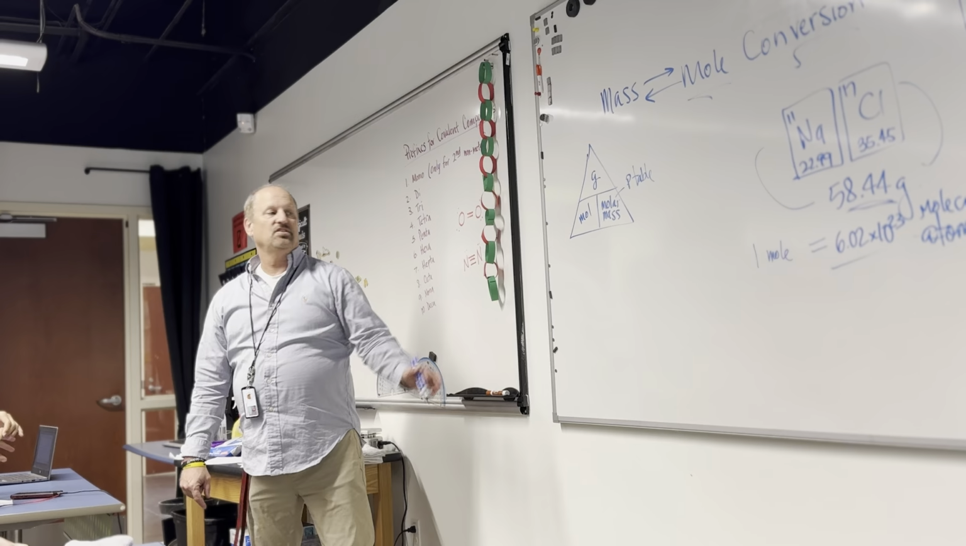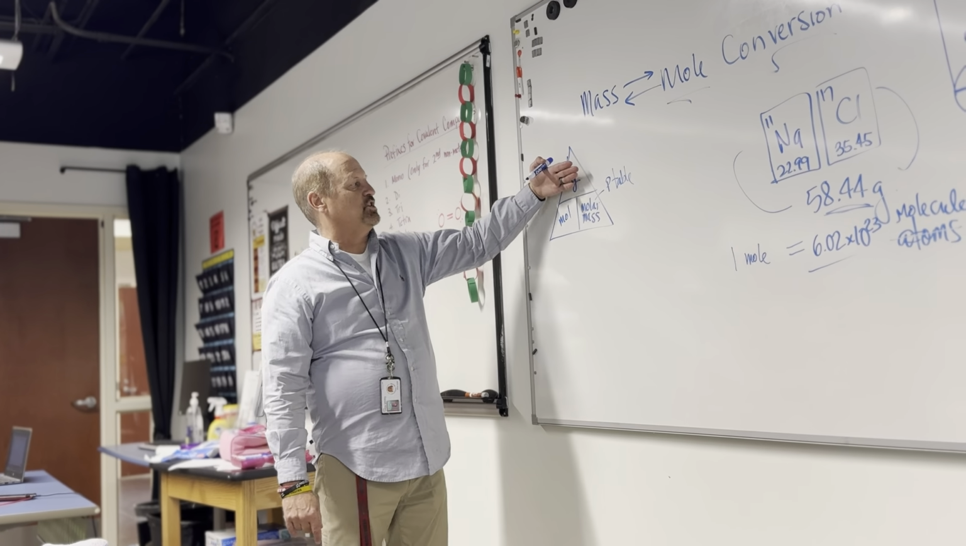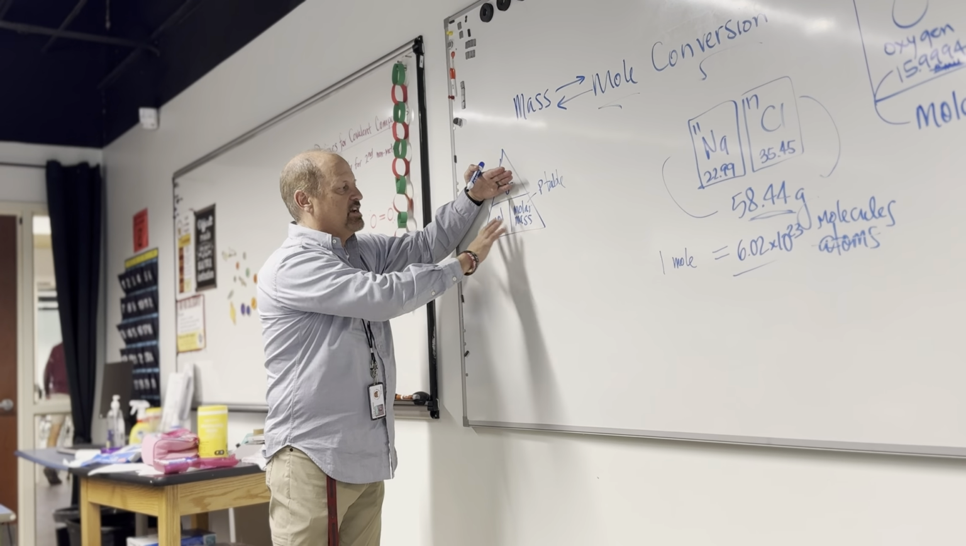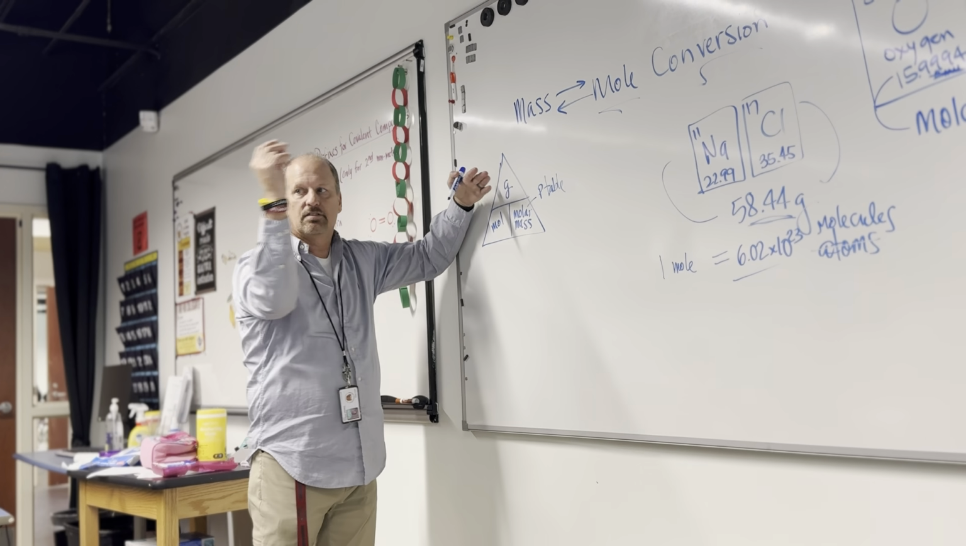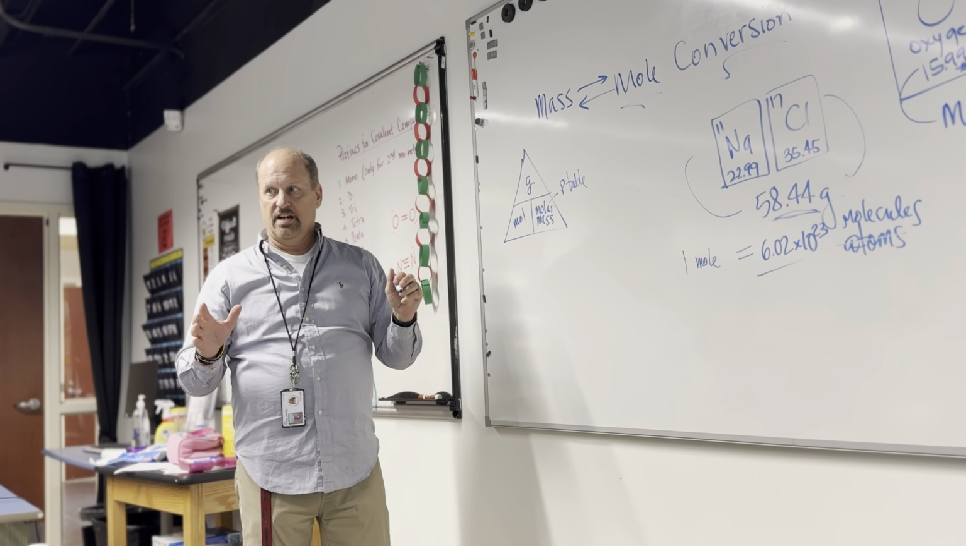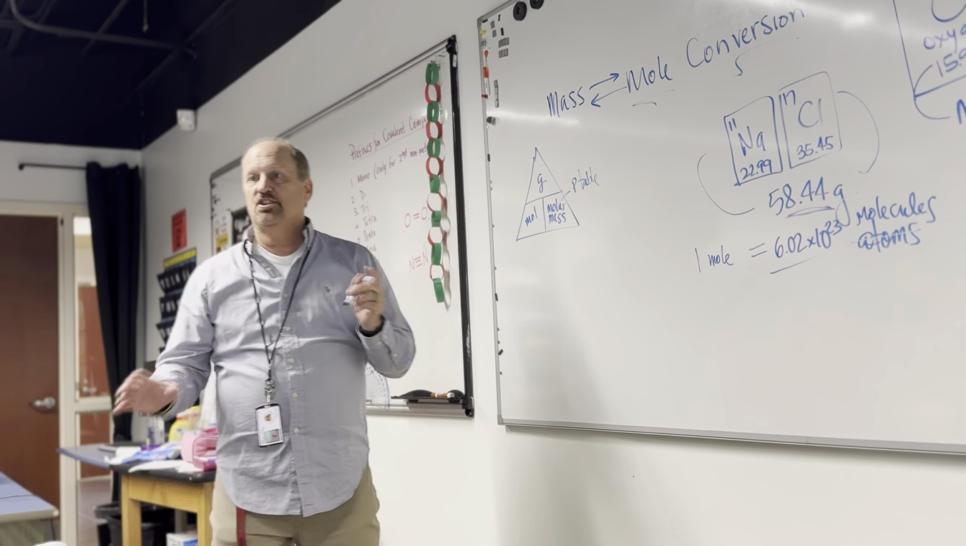So this is how we do our conversions. If we're going to convert to grams, if we know the number of moles, we cover up grams and we take the rest and treat it like algebra. Moles times molar mass tells you how many grams there are. So, everybody clear? Now I need to show you one other thing.